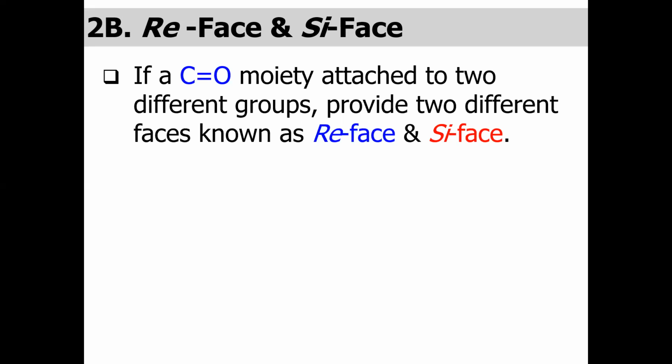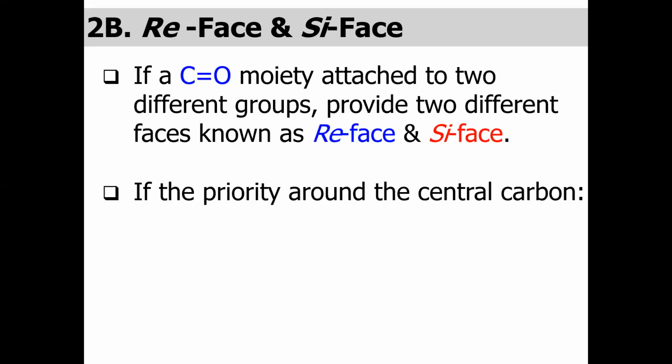But that is when the carbon has single bonds and tetrahedral geometry. While in the case of the carbonyl, the carbon is not bonded with four different groups, but the carbonyl carbon is attached with at least two different groups, and these provide two faces which are known as the re face and si face. Let's see how we can assign any carbonyl carbon which is attached with two different alkyl groups or two different groups.